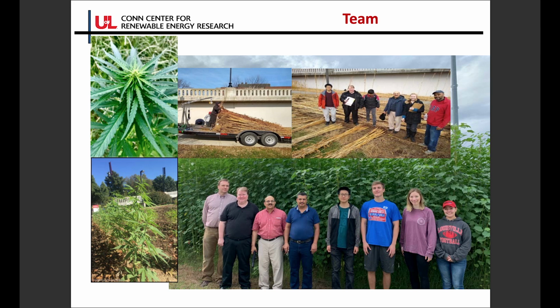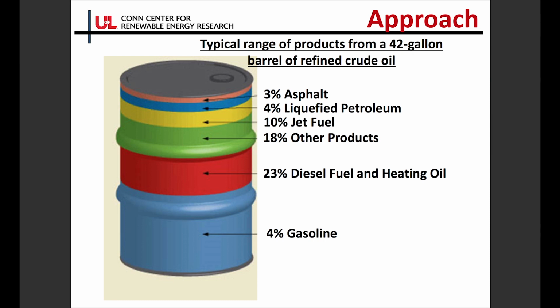We collaborate quite a bit with other universities as well, and grow different types of biomasses, and we convert them into value-added products. So the model we use is this: when you look at one barrel of crude oil, we get different products out of it. Gasoline, diesel fuels, liquefied petroleum, jet fuel, asphalt.